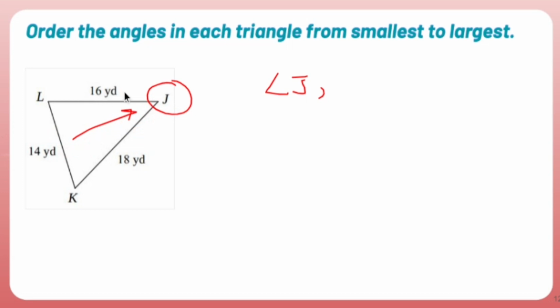Similarly, the one in the middle is 16. So the opposite angle of 16 is K. So angle K is going to be in the middle. And then the largest angle is going to be L, like I mentioned before, because the largest side is 18, so the largest angle is going to be angle L. So angle J, angle K, angle L, because you were the smallest, you were in the middle, and you are the largest side. And that's it.